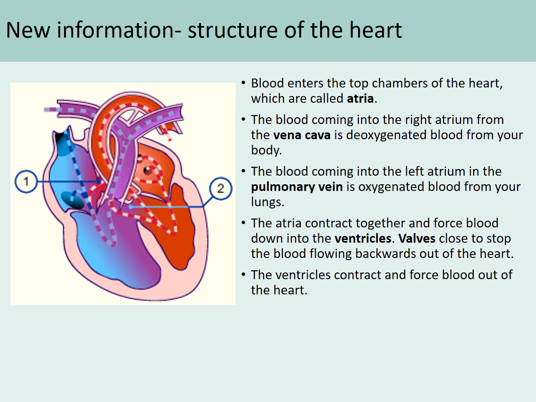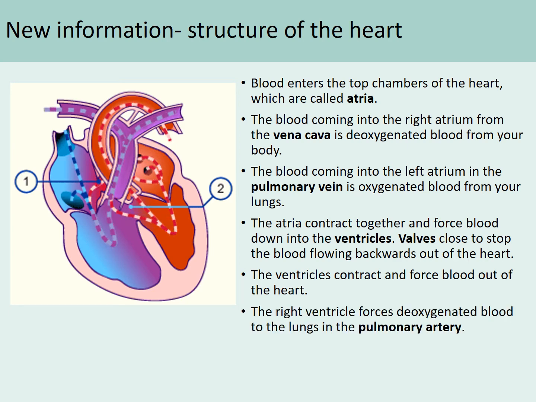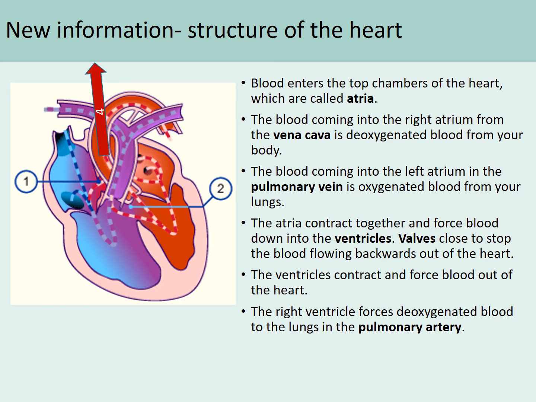Okay, now the next part of the contraction is the ventricles contracting. Now if you listen to a heartbeat, it isn't just a single thud, thud, thud. We call it a lub-dub, lub-dub. So the lub is the atria contracting, and then the dub is where the ventricles are contracting. Now that contraction of the ventricles, because the valves close behind them, pushes all of the blood through the arteries. So you've got blood going through the pulmonary artery, and you've got blood going through the aorta.